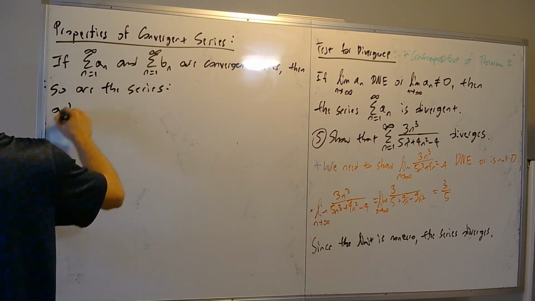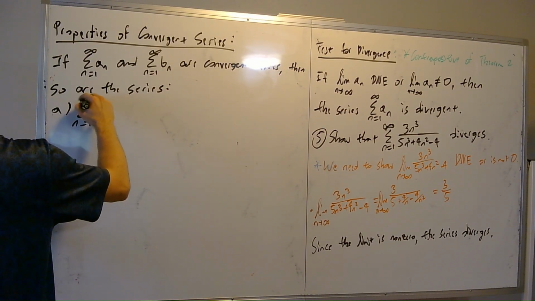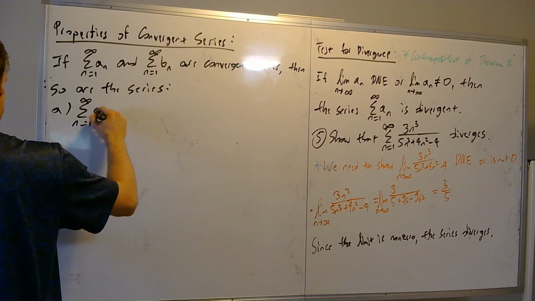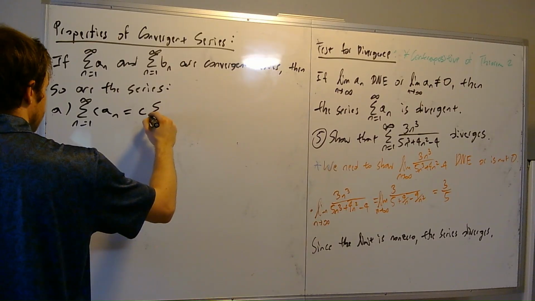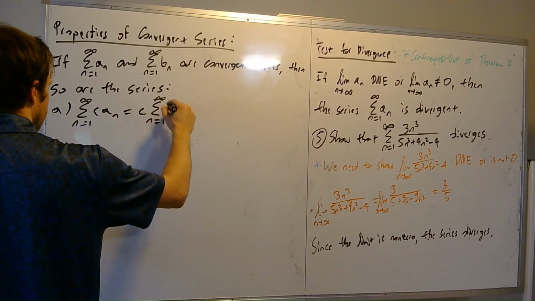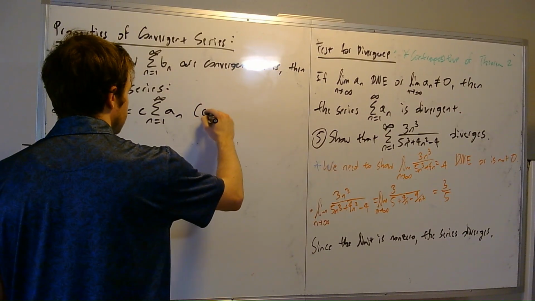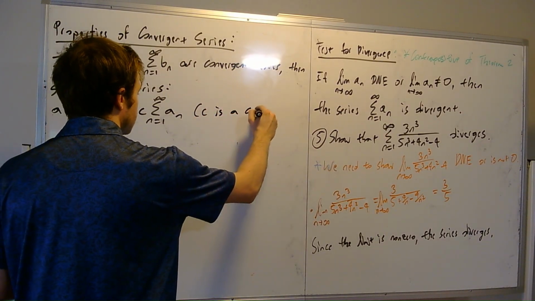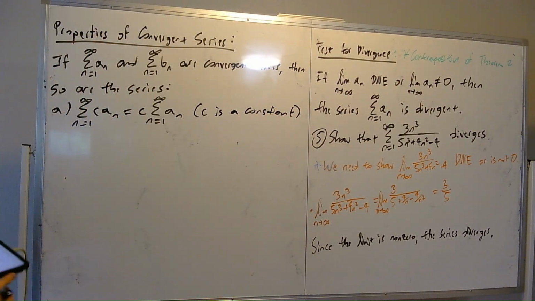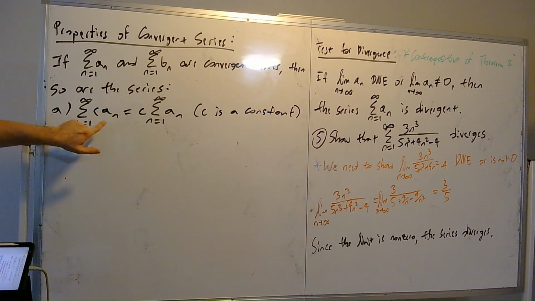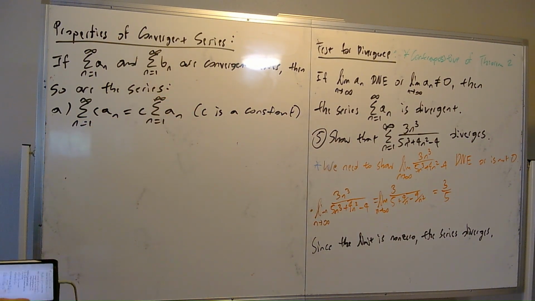Part A is going to say the sum from n equals 1 to infinity of c times an, which is the same thing as c times the sum from n equals 1 to infinity of an, where c is a constant. If we have a convergent series and we multiply each term by some constant, we're still going to have a convergent series.